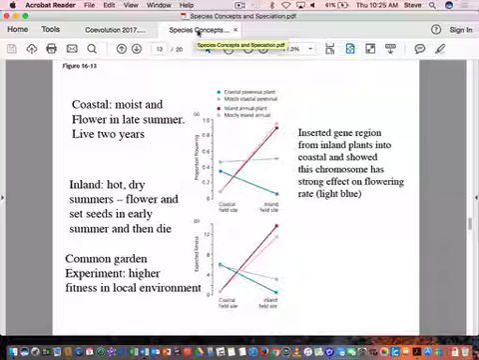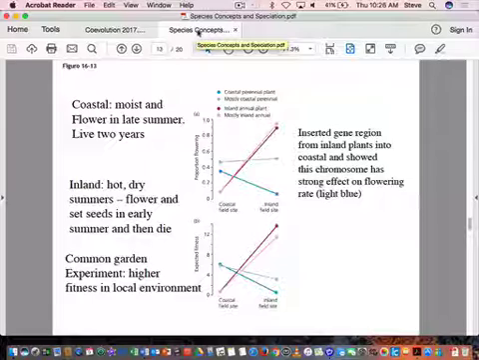And we don't have to worry about the fitness, but what's the fitness of the inland plants in the coastal site? It is really low. They don't do well at all. So not only do they not flower, they actually don't live very long. Which one has a higher fitness? The coastal one. So all this says is, in this particular site, the coastal plants do best in their original environment, while the inland plants don't do too well.